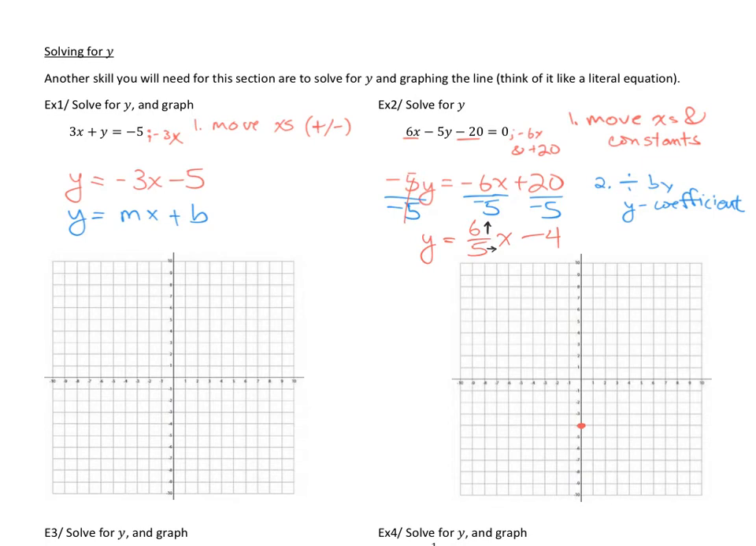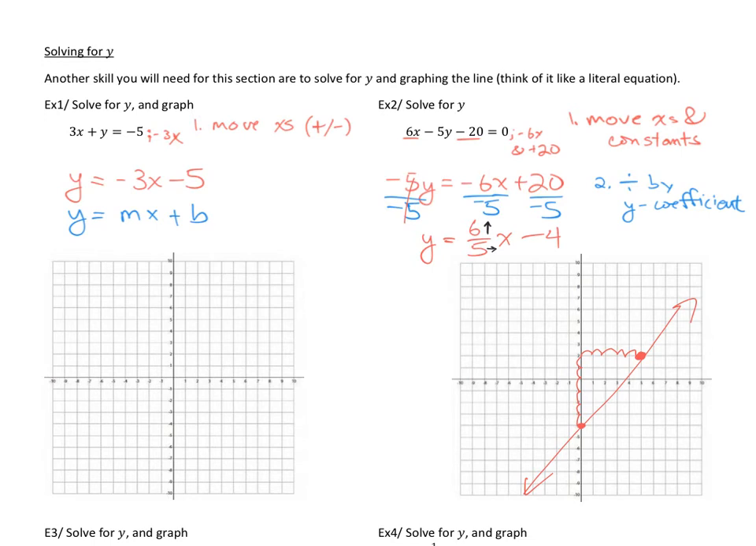So I'm going to count here. I'm starting from my negative 4. I'm going to go up 6, so 1, 2, 3, 4, 5, 6. Then I'm going to go to the right 5. 1, 2, 3, 4, 5. And technically, you only need 2 points to draw a line. So I'm going to draw a line as best I can. There we go. So we have those 2 points.